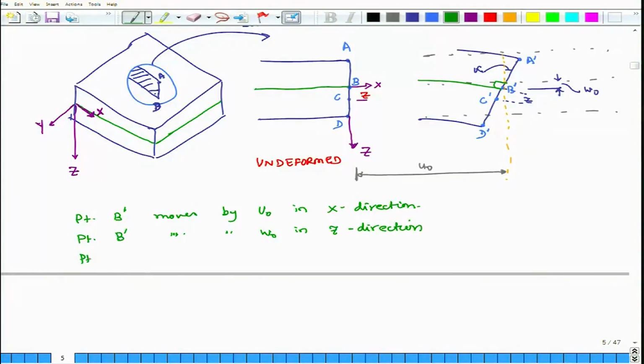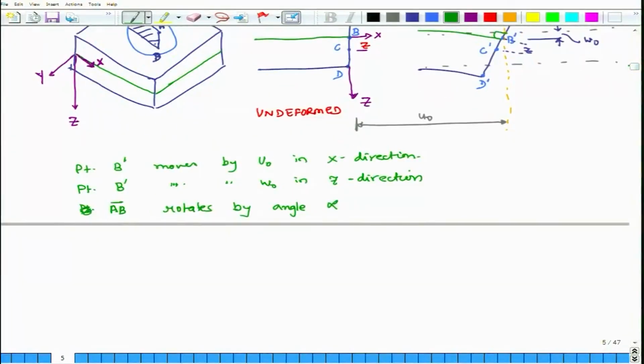And this line AB rotates by angle alpha, okay, and it is rotating because the plate is bending, so it will rotate.